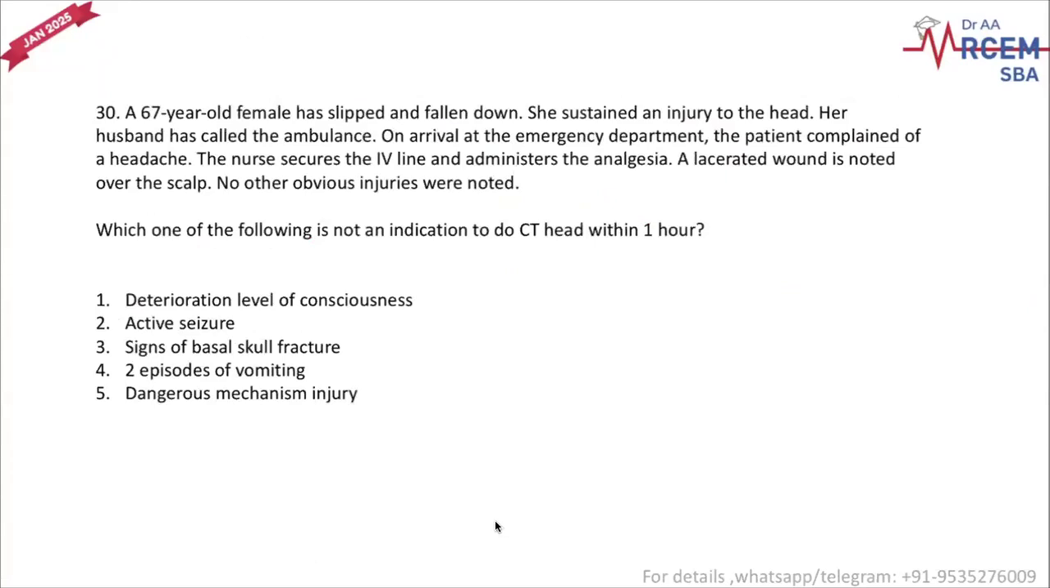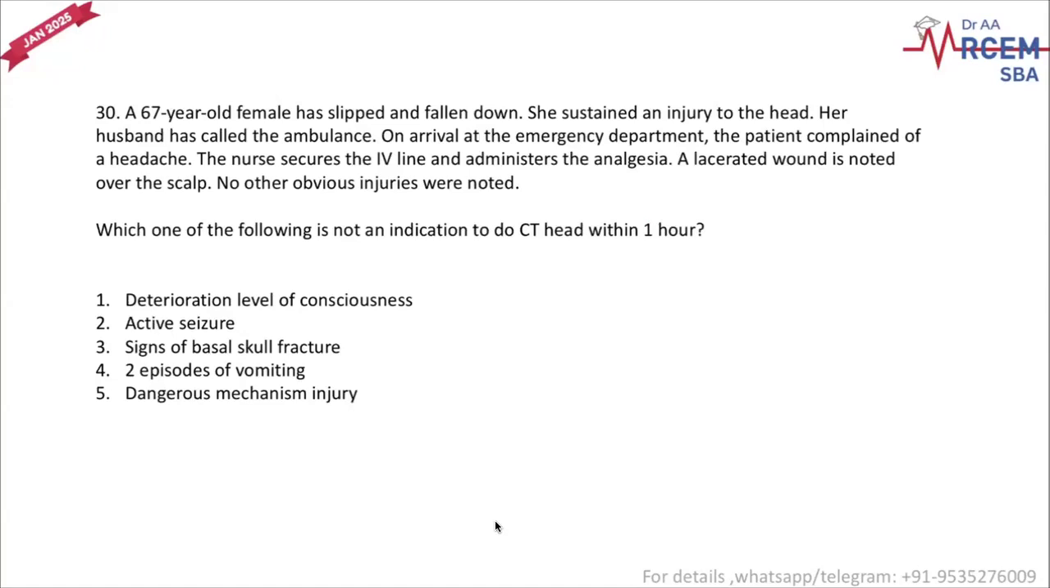A 67 year old female slipped and fell down, and she sustained an injury to the head. Her husband has called the ambulance. On arrival at the ED, the patient complains of headache. The nurse secures the IV line and administers the analgesia. A lacerated wound is noted over the scalp. No other obvious injuries were noted.